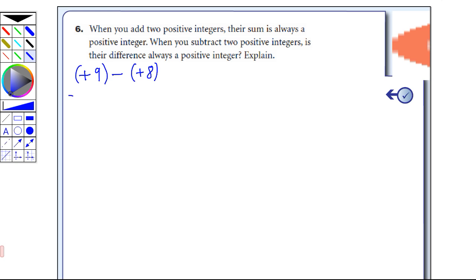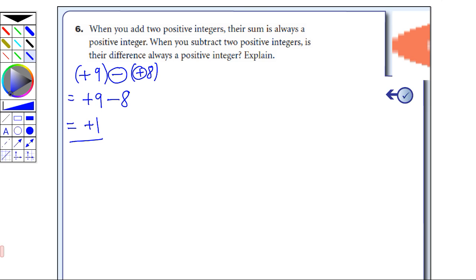I'm going to rewrite that. So to rewrite that, I'm going to leave the first term as +9, and then my minus plus turns into a minus. So that's going to be +9 minus 8. So if I go to the right 9 and subtract 8, then I'm going to be left at +1. So in this case, when I'm subtracting two positive integers, I get a positive answer.